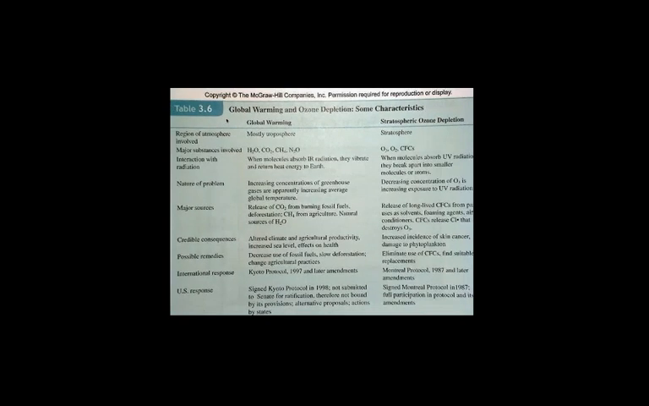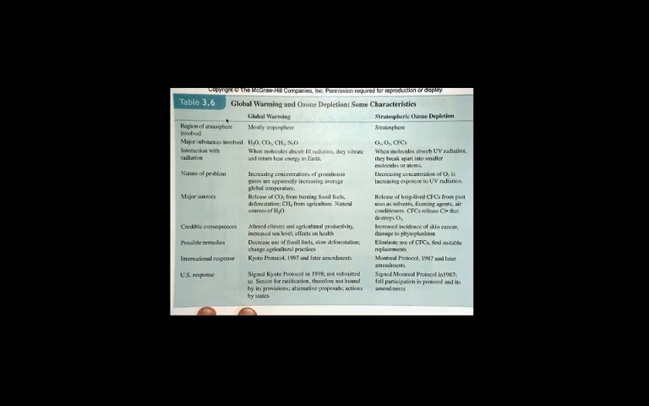This is a nice summary. I hope you can see it. It's right out of your book, Table 3.6. And this is a nice summary of global warming versus stratospheric ozone depletion, okay? And so you can see where things are going on.